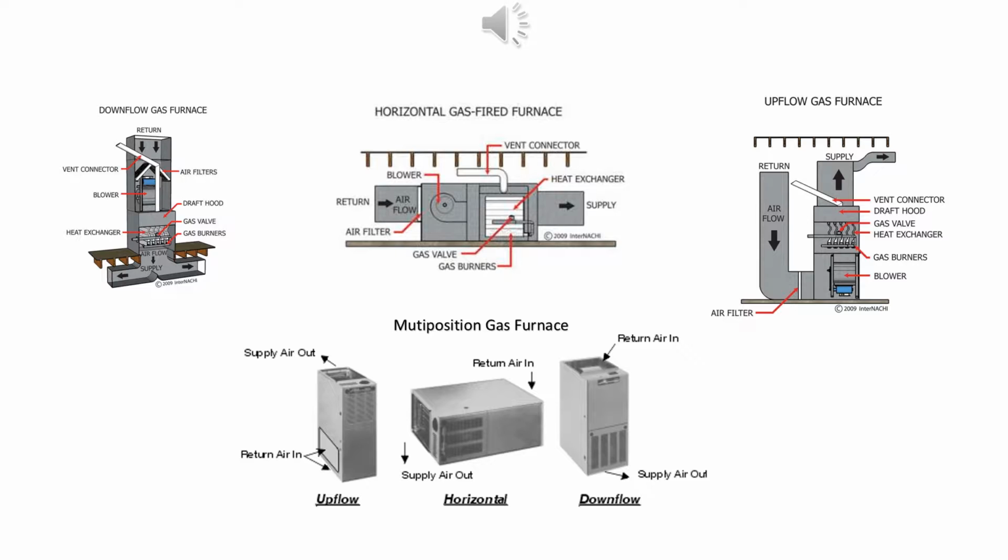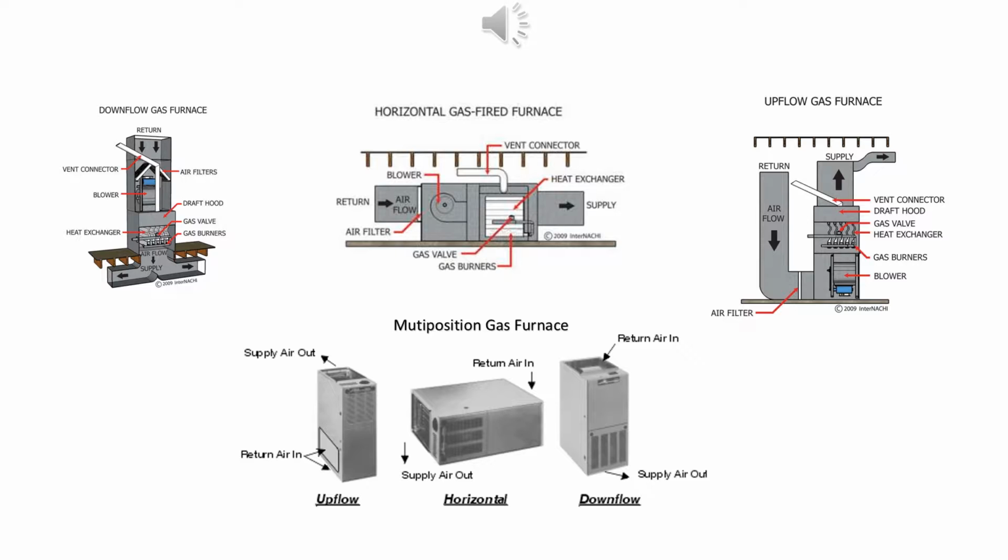An example of where you might see a downflow furnace would be in a mobile home that has its ductwork in a crawl space below the home and the furnace installed somewhere in the living space. A horizontal furnace has the supply ductwork attached to one side and the return ductwork attached to the other side. An example of where you might see a horizontal furnace could be in an attic of a home.